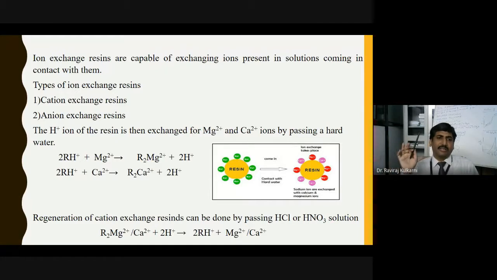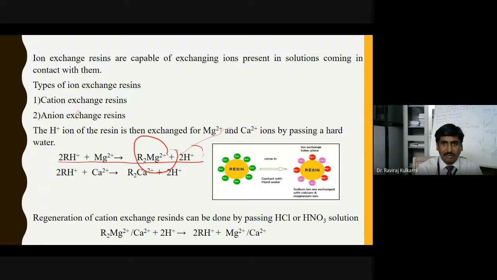If the ion exchange resin is capable of exchanging anions, then it is called anion exchange resin. You can see here the cation exchange resin, 2RH plus. It interacts with magnesium ions. Magnesium ions sit on the resin, whereas H plus ions come out of the resin and go into the solution. So the solution becomes acidic.